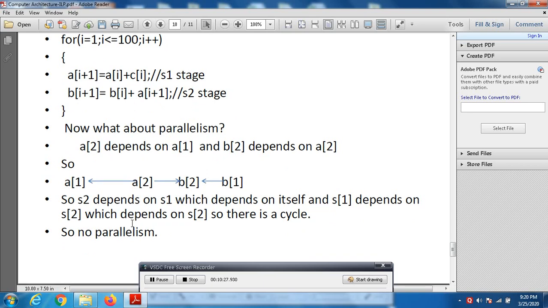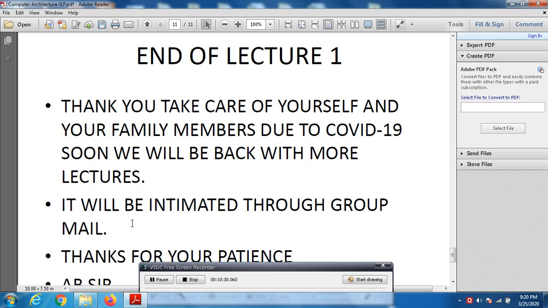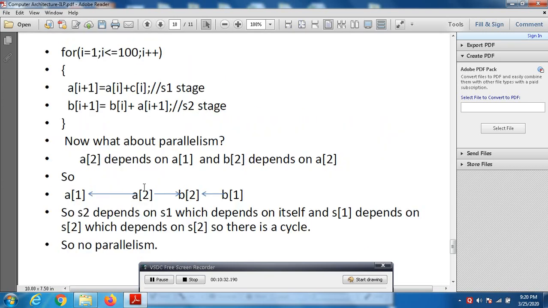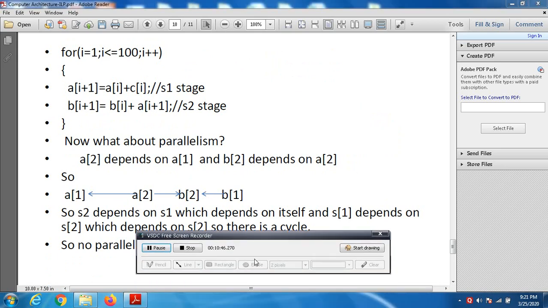Now how can we avoid this? One thing we have discussed today is loop level parallelism, and in the next video lecture we shall discuss the vector processor and how it helps to avoid this.